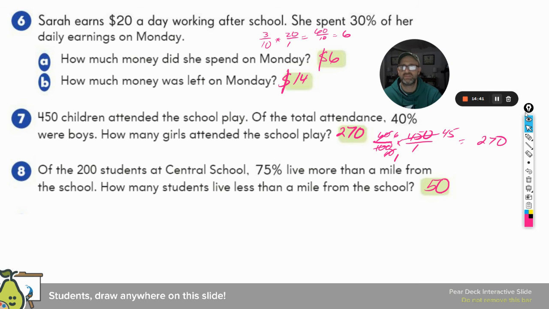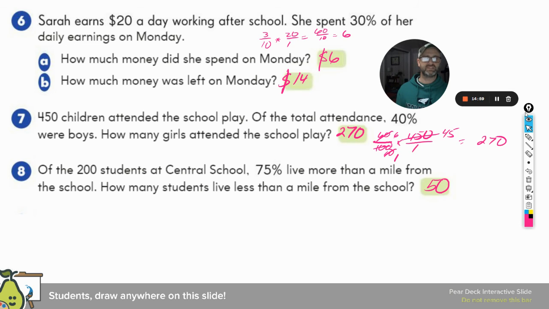All right, number 8 was the easy one. She spent 30% of her earnings of $20 on Monday. 30% of 20 is $6, meaning she had 14 left. 450 kids went to school play. 40% were boys. How many girls attended?